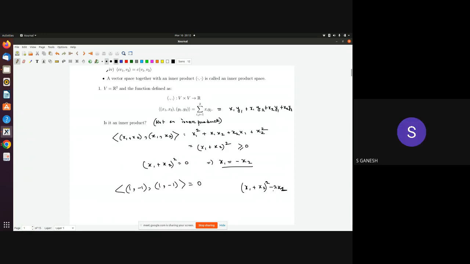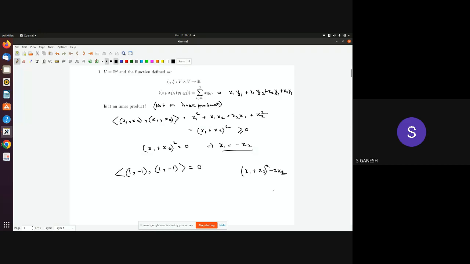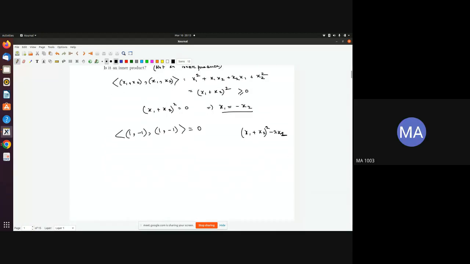Could you solve with this equation, x1 plus x2 the whole square equal to 0? No, why do we need to solve the second one? The first condition itself is not satisfied. If it is satisfied, then we need to move to the second one. That's how it is designed, right? First of all, it should be greater than or equal to 0. Then it is 0 only when V is 0. If the first condition itself is not satisfied, then there is no point in going to the second one, right? Okay, sir. Thank you, sir. Any more doubt in these two problems?